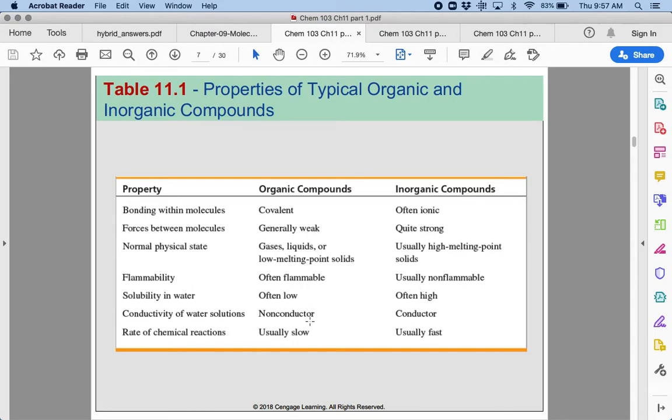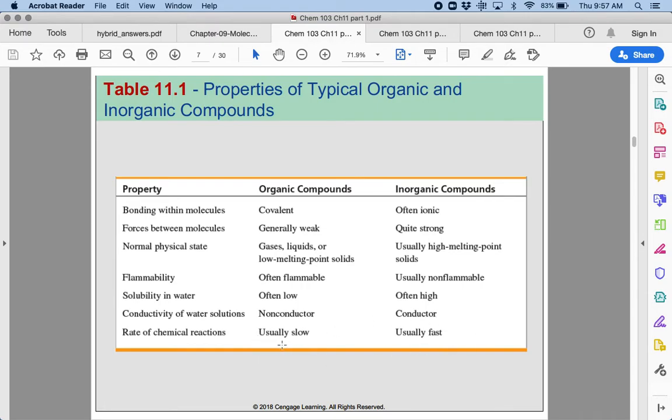Conductivity in water. Now we're talking about electrolyte solutions, right? So if it's not very soluble in water, it's not going to be a very good conductor of electricity because we're not going to have a whole lot of ions present in the water. Whereas we know that most ionic compounds are very soluble in water, which means there are going to be a lot of ions present, which means it would be a good conductor of electricity because there would be a lot of ions present.